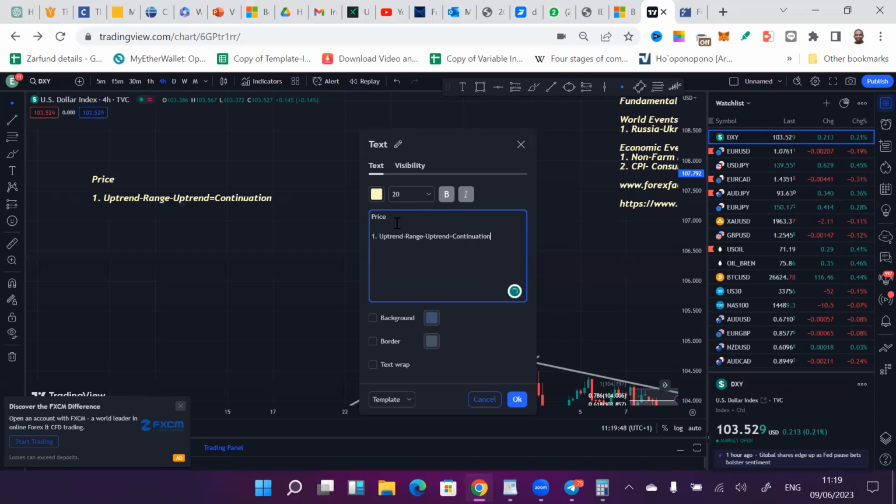So in this case, we have an uptrend, then we have price getting into a range, which means a sideways movement, then an uptrend again. After the range finishes, the uptrend continues. That's what you call a continuation. Okay, so that's one. Then number two, you can have an uptrend, then a range, then a downtrend.